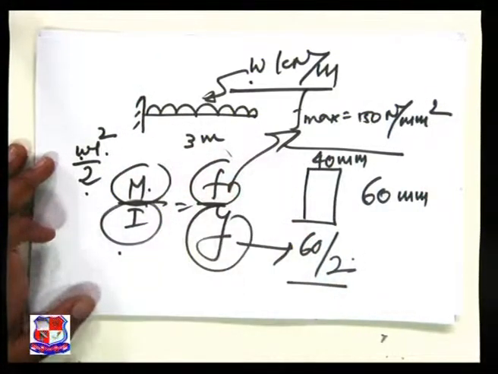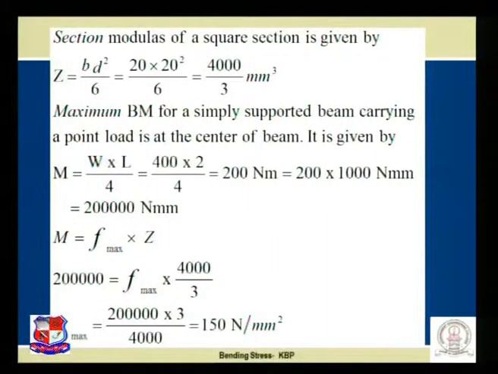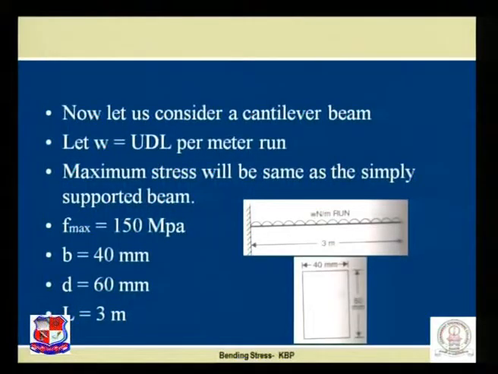Let us come to this tabletop, on this PPT. Now let W, that is the UDL per meter run. Maximum stress will be the same as for the simply supported beam, that is 150 megapascal, that is Newton per mm square. B, D and L are given for the beam in this case.